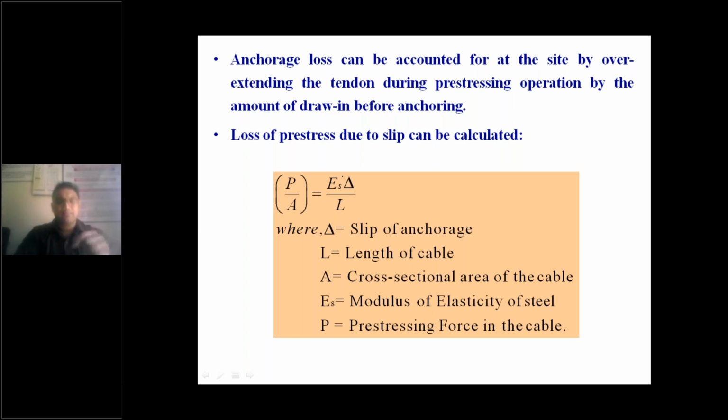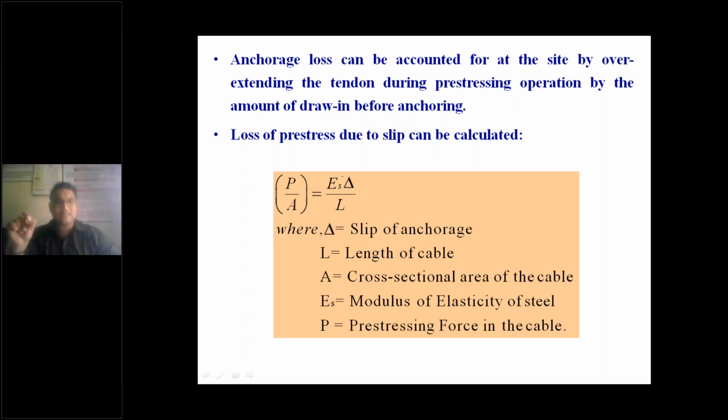What is that? P by A stands for stress. Delta by L stands for what? Strain. Stress is equal to Es into strain. So delta is what? The slip of anchorage. Here we are considering delta as changing length. Delta is nothing but a changing length. So what do you mean by strain? Strain is equal to changing length by original length, isn't it?